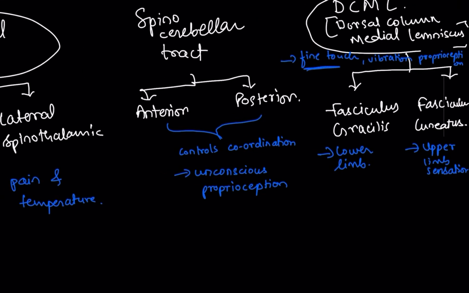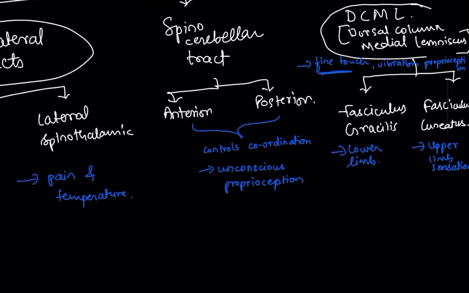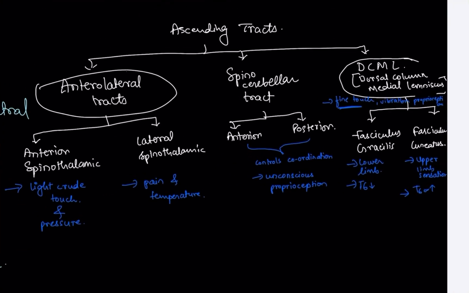And remember this: fine touch is in DCML, crude touch is in anterior spinothalamic tract. Lower limb sensation is basically T6 level, that is thoracic 6 vertebrae and below. Below the T6 vertebra, sensation will be controlled by the fasciculus gracilis. T6 or above, sensation will be taken up by the fasciculus cuneatus tract. So this was all about the tracts.